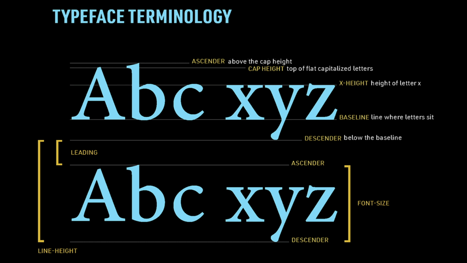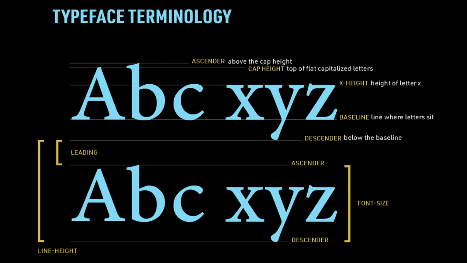The term leading came from when typography was set with metal type. Strips of lead were placed between the lines of metal type. The greater the leading, the more spacing between lines of type. The line height is the closest to the concept of leading with web typography.